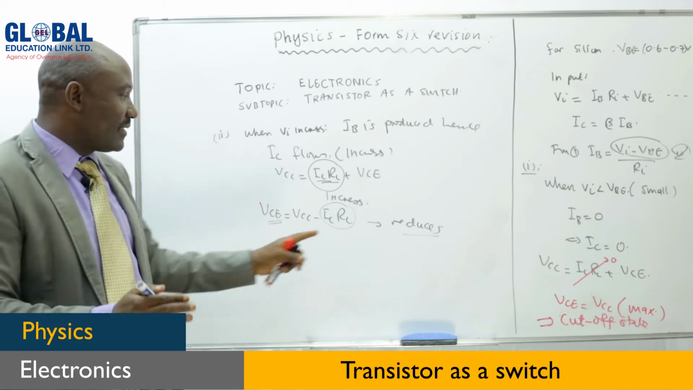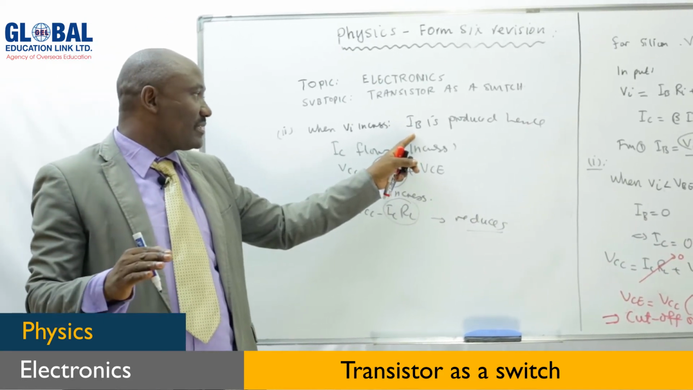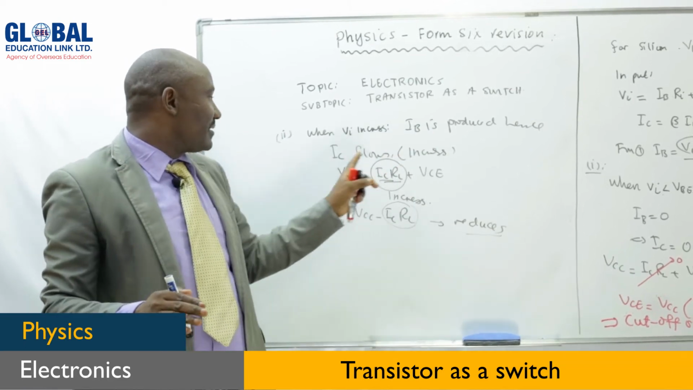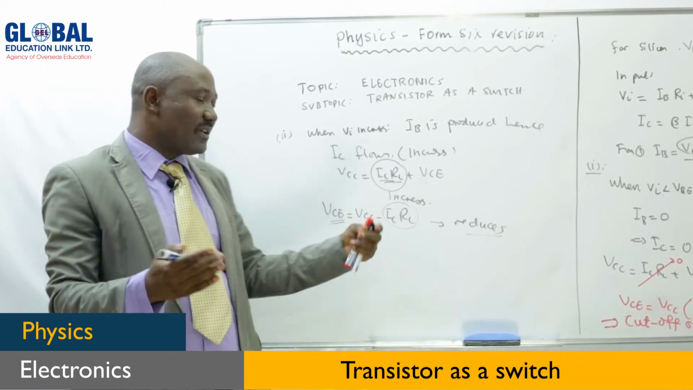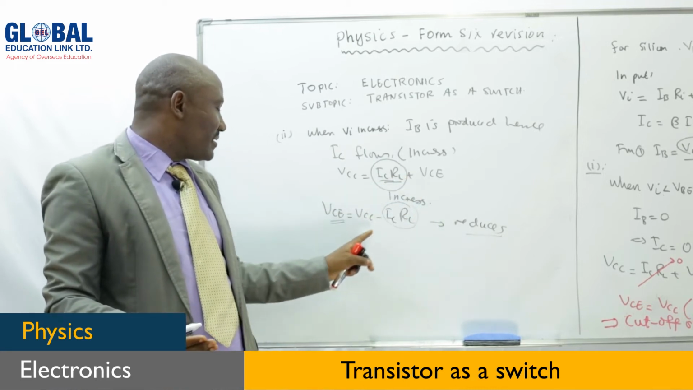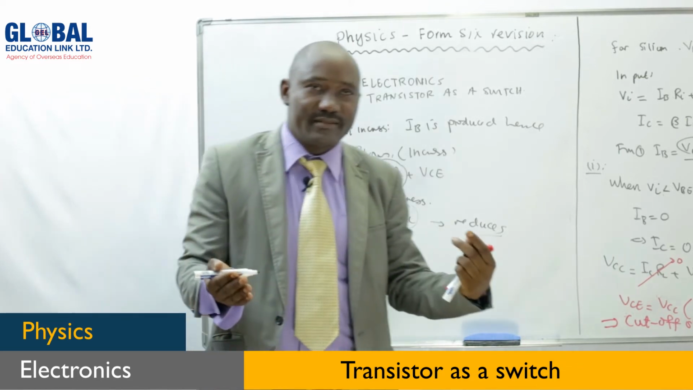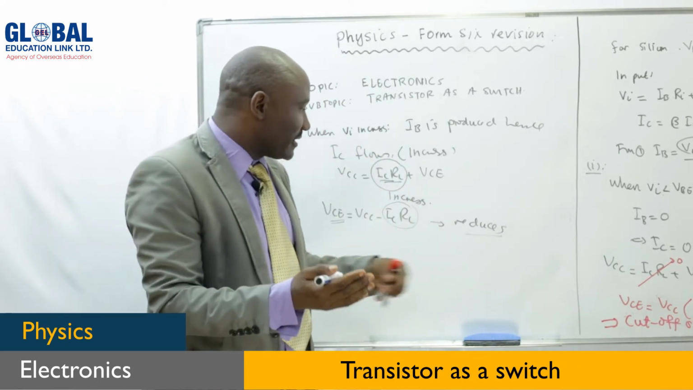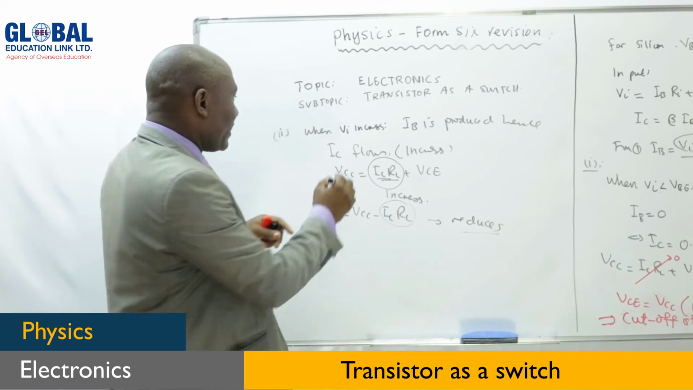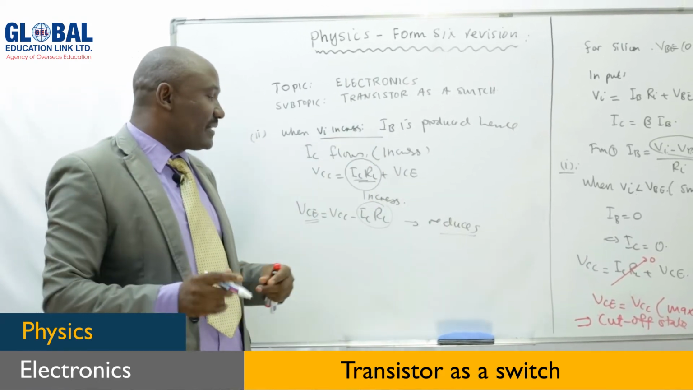Some small current may be produced in the base. It produces the base current. That means it makes the transistor behave. It means the current may be flowing through the transistor, but the VCE is moderate. So that's the case where the input voltage increases.